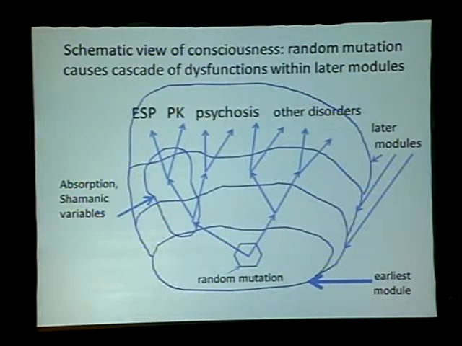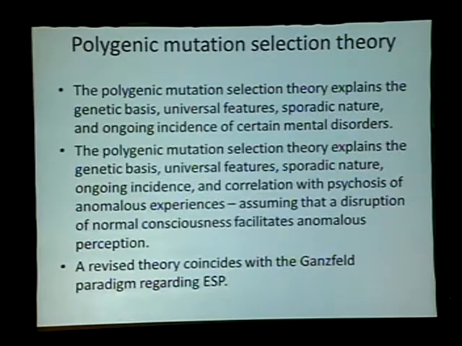So here's an alternate theory. Random mutations are a possible source of ESP and PK. Okay. Here, I explain the polygenic mutation selection theory and say, well, we need to make a revised theory. I'll read the middle one here. The polygenic mutation selection theory explains the genetic basis, universal features, sporadic nature, ongoing incidence, and correlation with psychosis of anomalous experiences, assuming that a disruption of normal consciousness facilitates anomalous perception. And that's what Morris Friedman and his group were saying this morning. Disruption of normal consciousness may be what really is going on here.